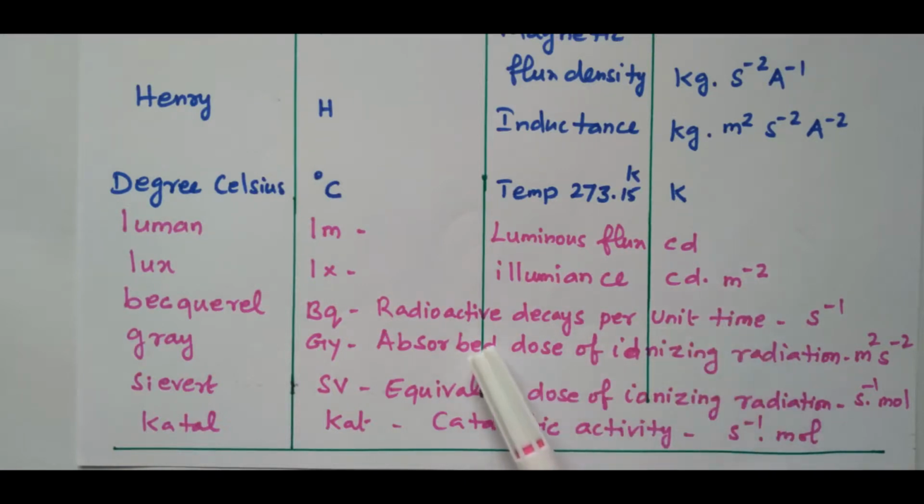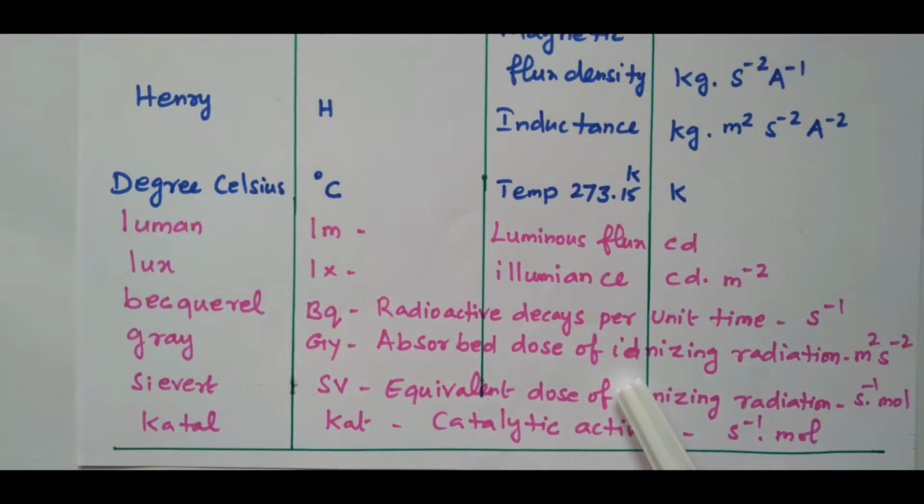Then another four are available. Radioactive decay per unit time. These are all based on radioactive radiations. Becquerel is the unit. Bq is the symbol. s⁻¹.